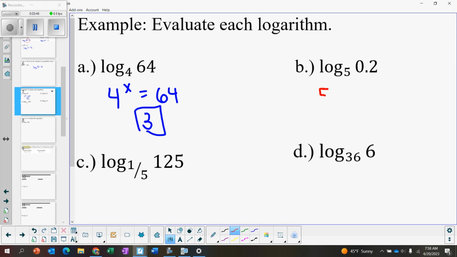All right, 5 to what power gives me 0.2? And I'm going to write 0.2 as a fraction. That's actually 1/5. So how would 5 turn into 1/5? Well, it would move to the bottom because of a negative exponent. So that actually equals -1.